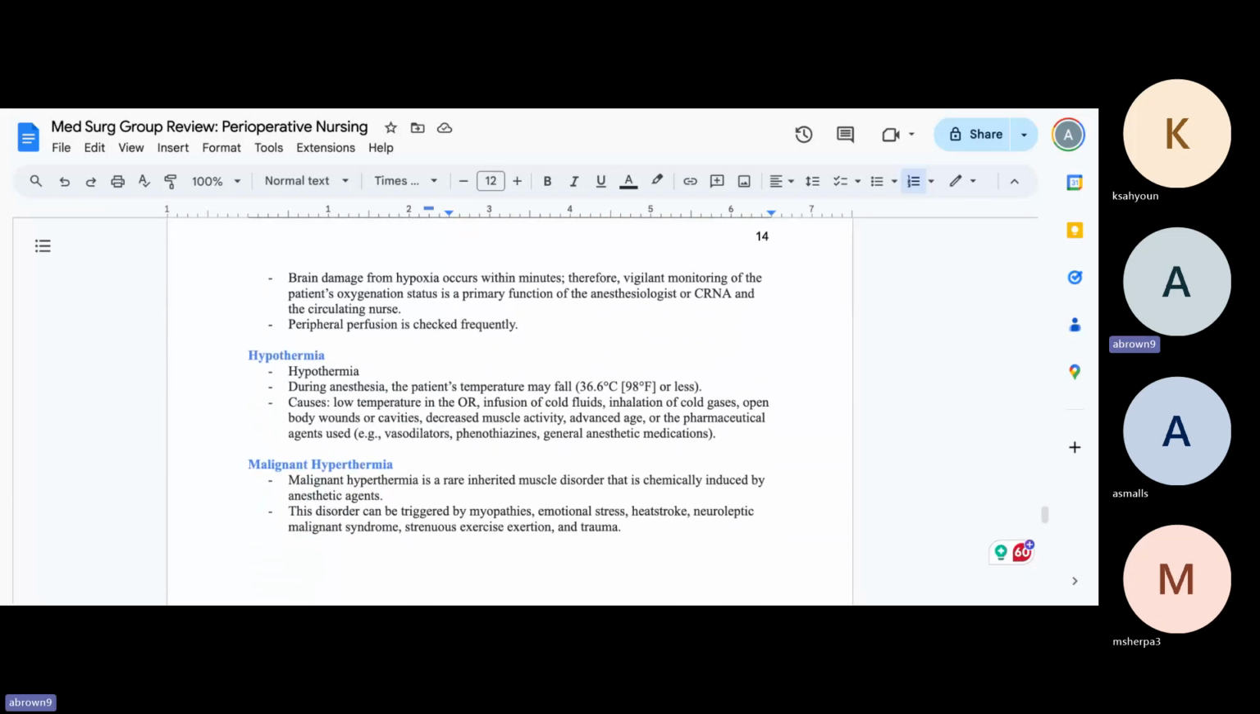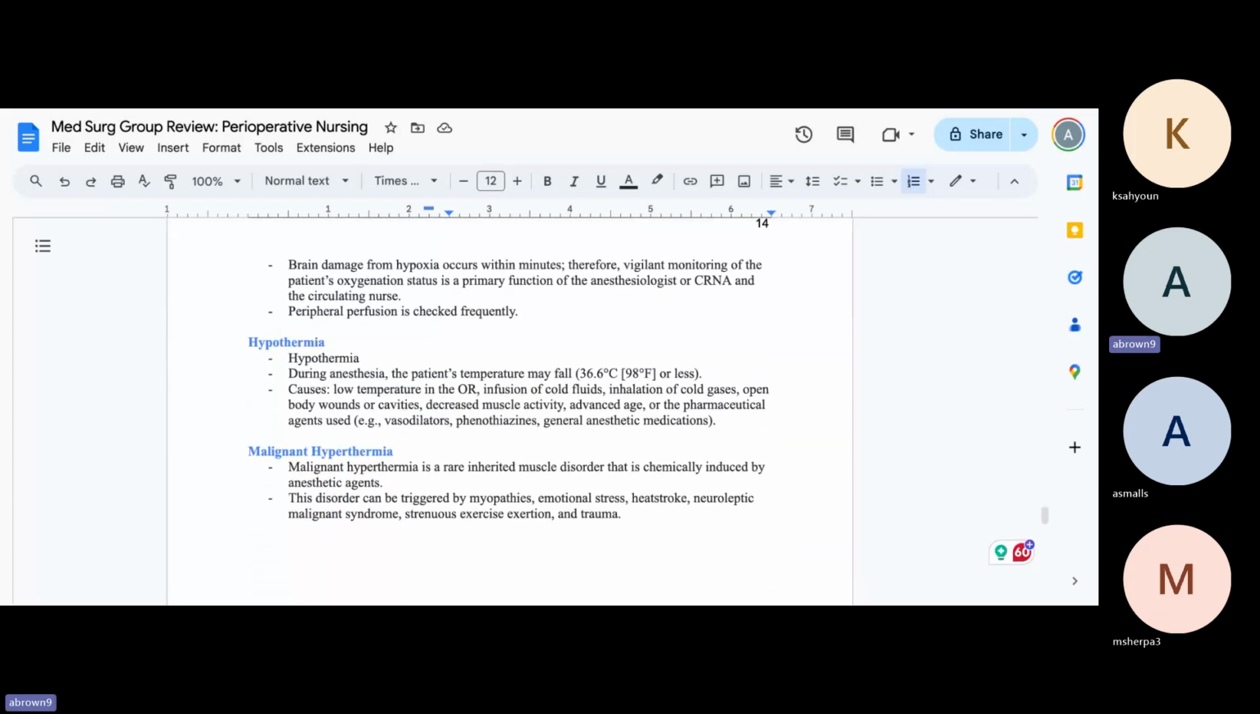Brain damage from hypoxia occurs within minutes. Therefore, vigilant monitoring of the patient's oxygenation status is a primary function of the anesthesiologist or CRNA and the circulating nurse. Peripheral perfusion is checked frequently.